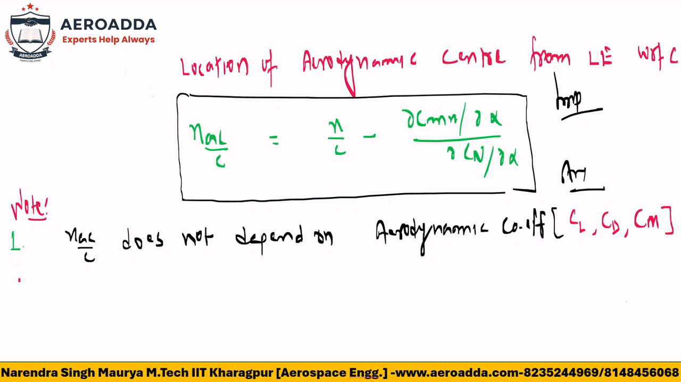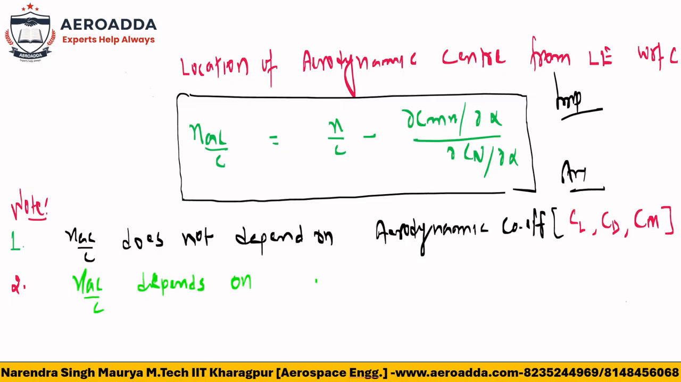This is very important. Sometimes in the statement they will ask a question, so remember. You can say x ac by c, and what is it depending on? It is depending on dou cm by dou alpha. It is depending on dou cn by dou alpha. So x ac by c depends on the derivative of the aerodynamic coefficient. What is the derivative of the aerodynamic coefficient called?